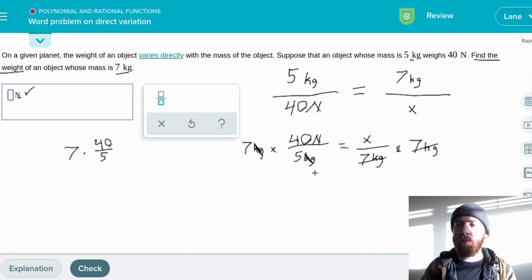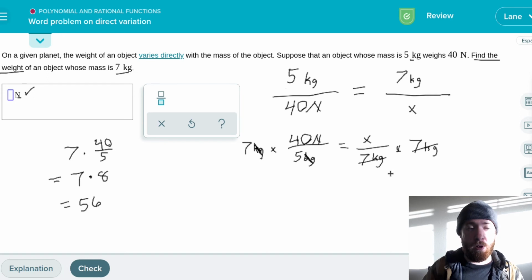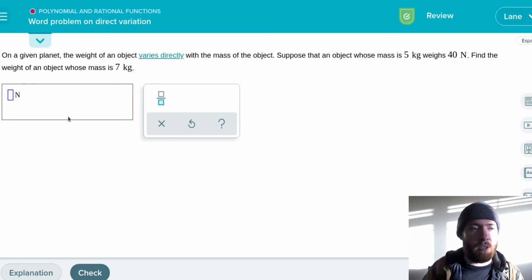5. Maybe we don't need the calculator for this. What's 40 divided by 5? It's 8, right? And what's 7 times 8? Remember 5, 6, 7, 8? 7 times 8 is 56. So our answer is 56 newtons. Let's check it out.